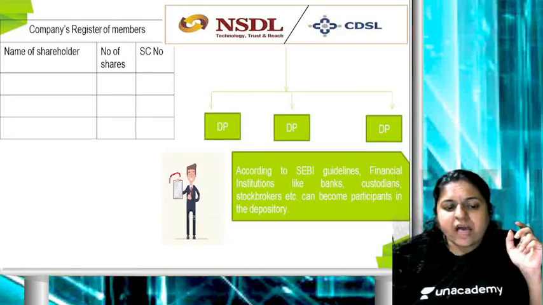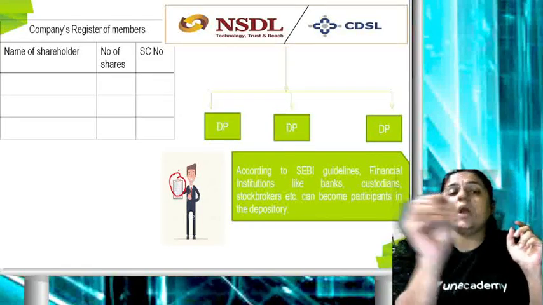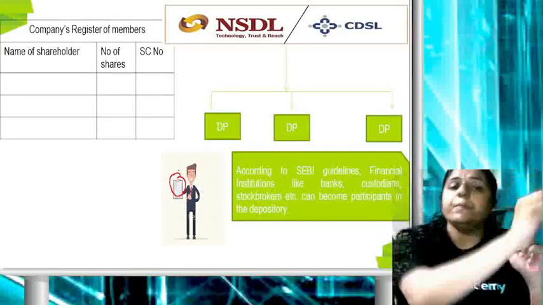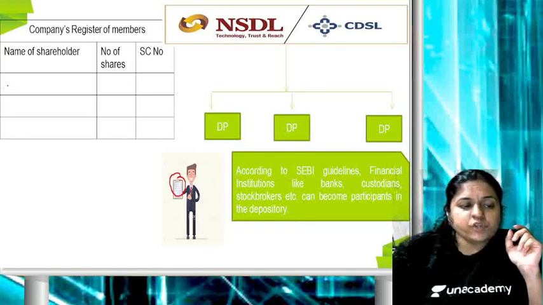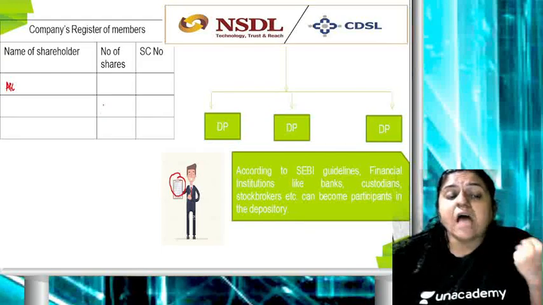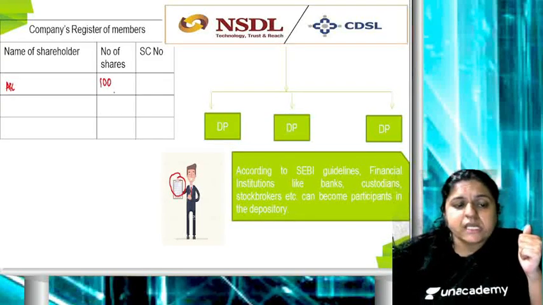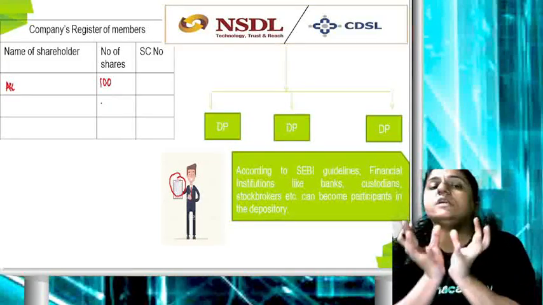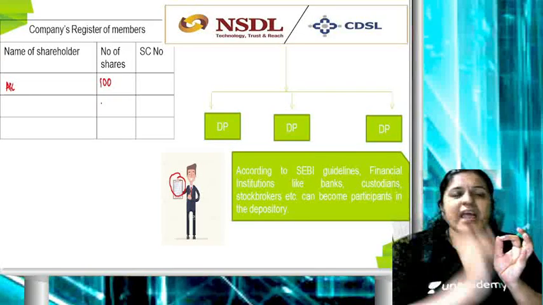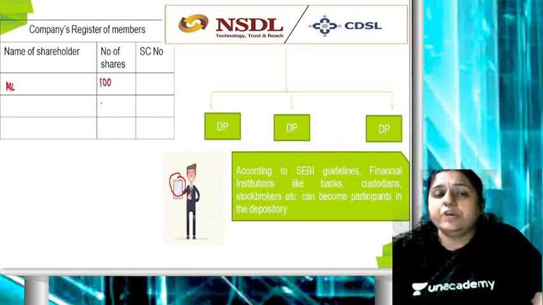If Akshay has a physical share certificate, 101% his name would appear in the register of members of the company. So obviously the name of the shareholder, Akshay, will come here. Then the number of shares, suppose he is holding 100 shares, and obviously a distinctive number will come. When you are holding a physical share certificate, every share will have a distinctive number. Distinctive means a different number.